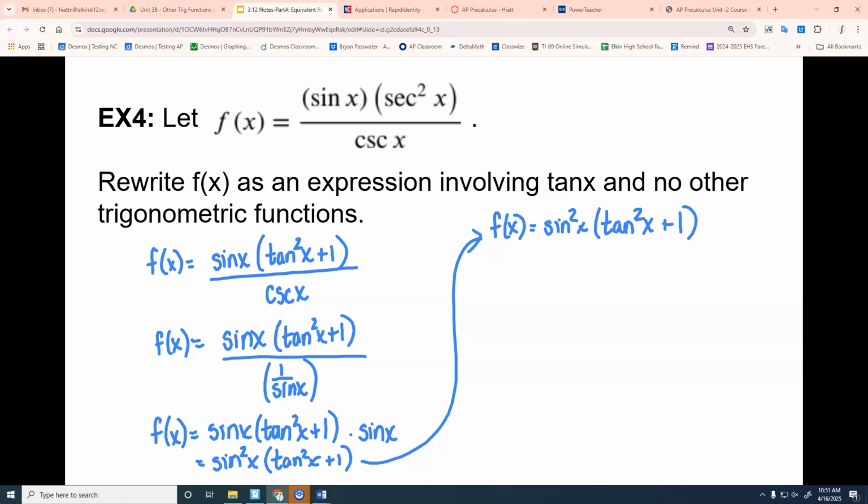We need to not go straight to tangent. I need that tangent squared x plus 1 to go back to what it was. Right? So if I change it back to secant, I got sine squared x times secant squared x. What can I change secant squared x to?